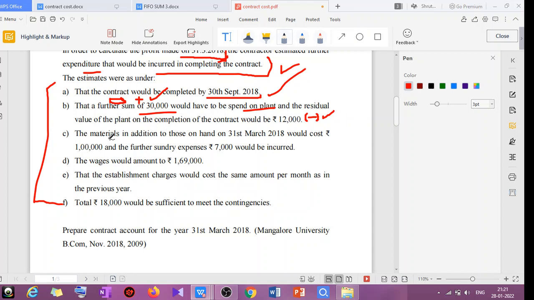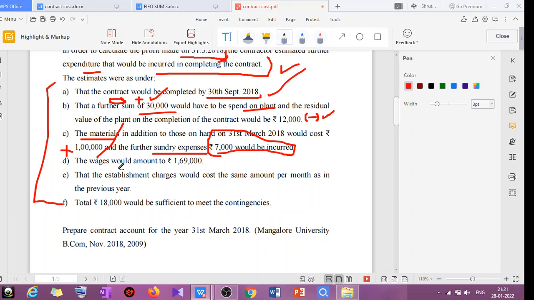I'll show the solution. Then the materials in addition to those on hand on 31st March 2018 would cost rupees 1 lakh. I told you in the contract two things will remain, material and plant. So the material at the end of the year, how much remains now? For that again they have incurred some expenses, that is 1 lakh, and that should be added. Got it? Then sundry expenses 7,000. So this is also an expense. I'm just telling which are the expenses here.